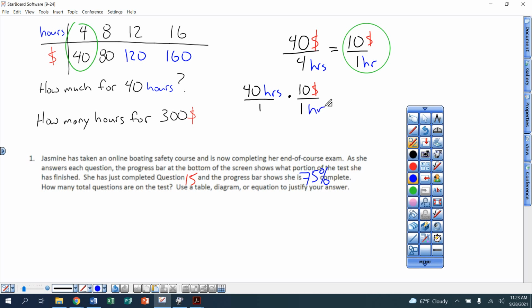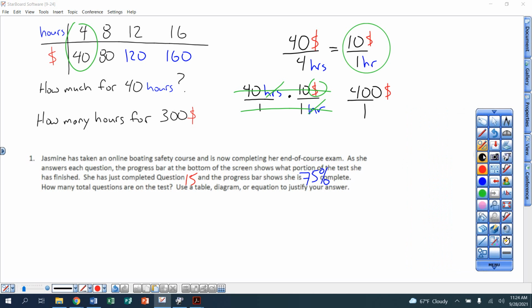I want to use that one. I don't want to use the one where I do 1 hour over $10. Wouldn't want to use that one. That wouldn't get me where I want to go. This one works because these hour units will cancel. The only unit left is that dollar symbol. Times straight across, 40 times 10 gives me 400 over 1. Only symbol left is dollars. But again, we won't write 400 over 1. We'll just write that as $400 earned for working 40 hours at that unit rate.